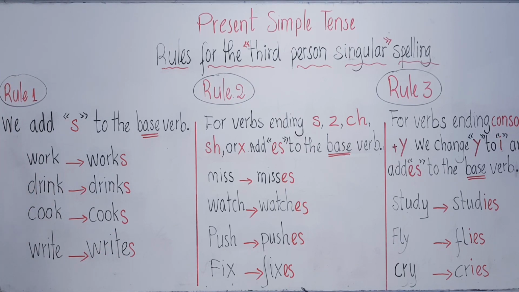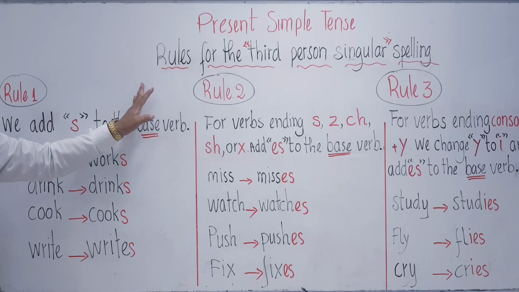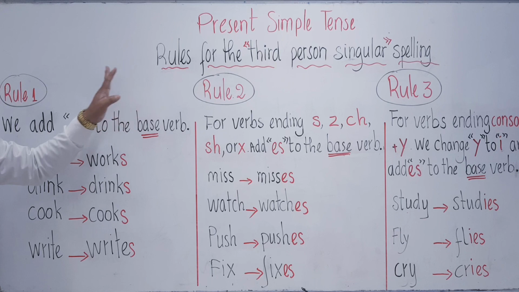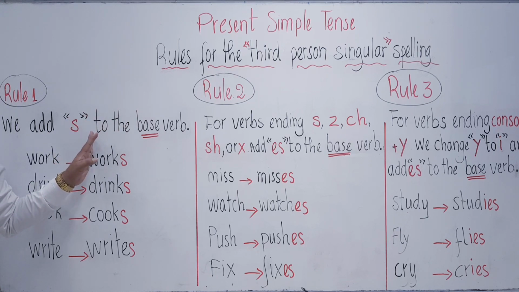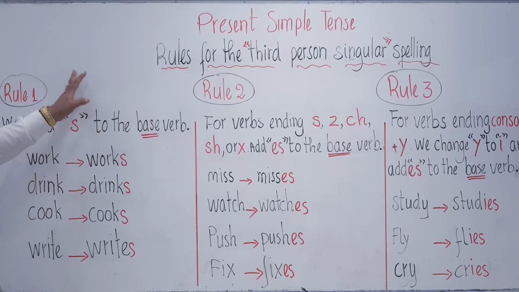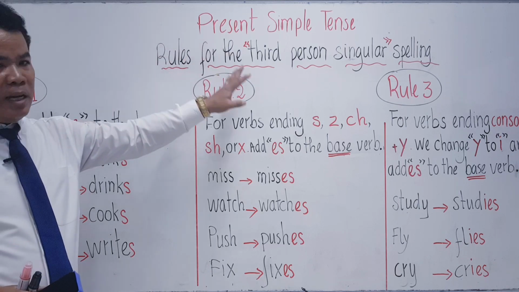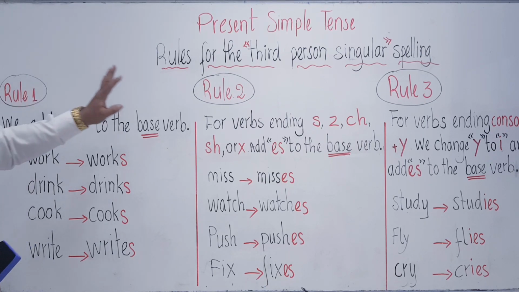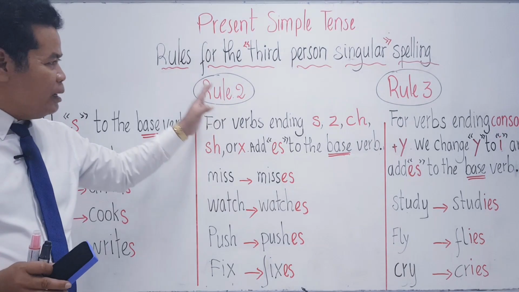Just keep in mind how to use s here. Every time when you see the present simple tense and the subject is the third person singular, you have to be careful with s. But in case you use present simple tense and the subject is not the third person singular, okay, you don't have s. So think about this. Now go to rule number 2.